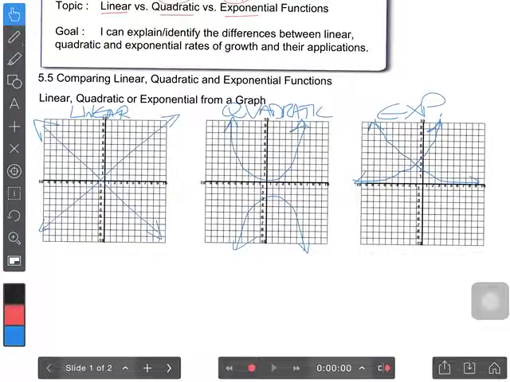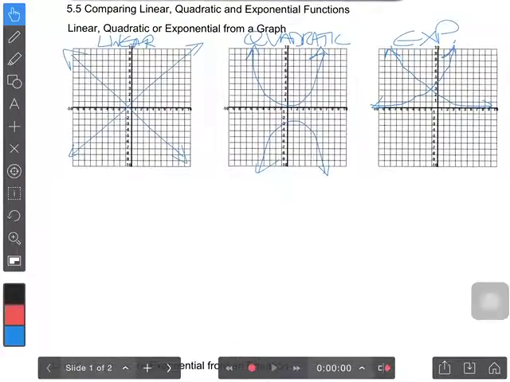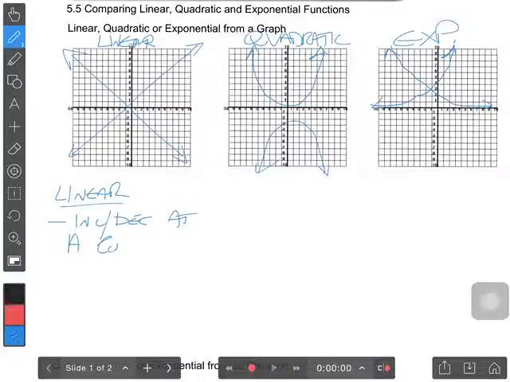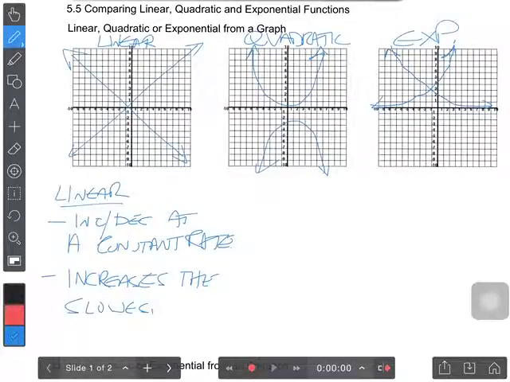All right. So just a couple of notes that we talked about already when we were looking at Desmos. So our linear, it increases or decreases at a constant rate, and it increases the slowest. Okay, it has the slowest gains.